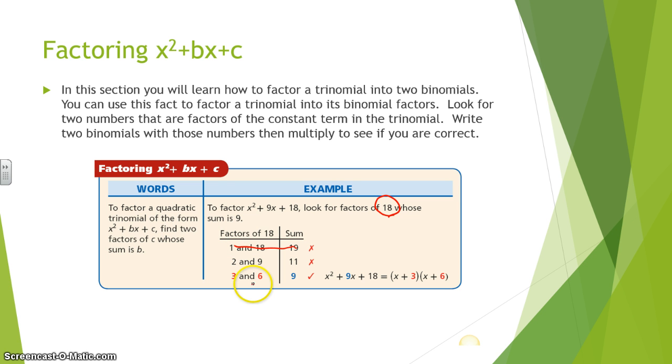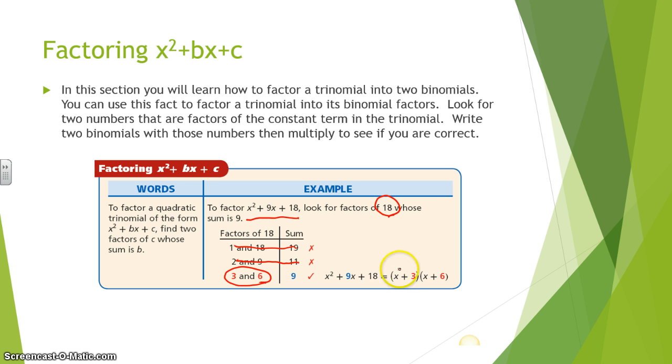You get 2 and 9. When you add 2 and 9, you get 11. So that would not be a set of binomial factors. But 3 and 6, 3 times 6 gives you 18, and when you add 3 and 6, that gives you 9. So what could be two binomial factors of this trinomial, x squared plus 9x plus 18? That's going to be x plus 3, x plus 6.